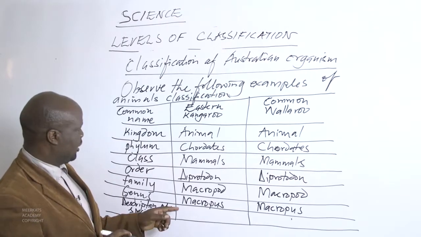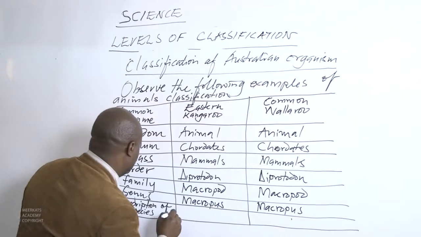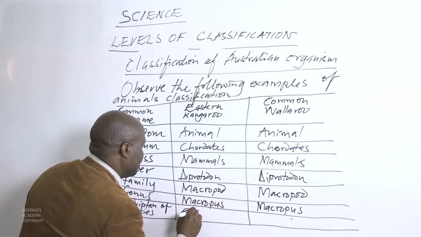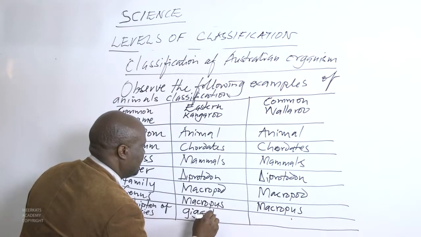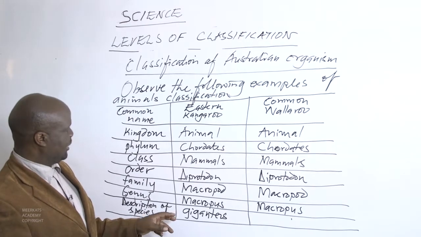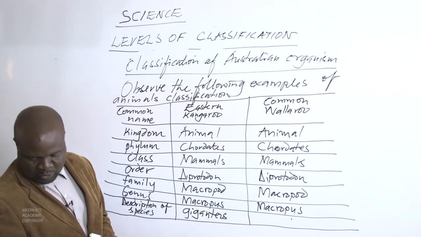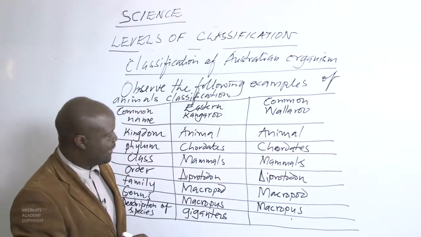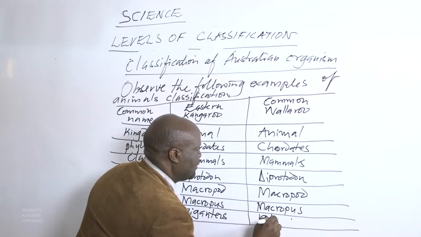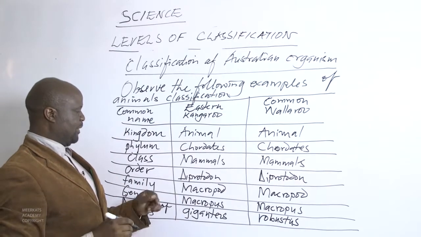But now when it comes to the description of the species, we find Giganteus. It is the first one, the eastern kangaroo. The species is Giganteus. And when we go to the common wallaroo, it is Robustus. So we find the difference when it comes to species.